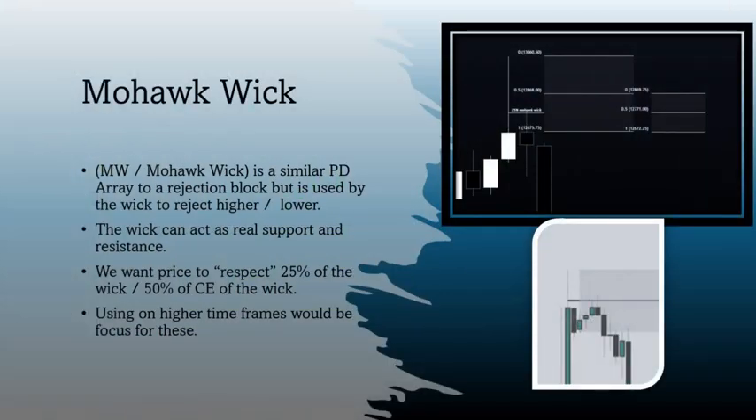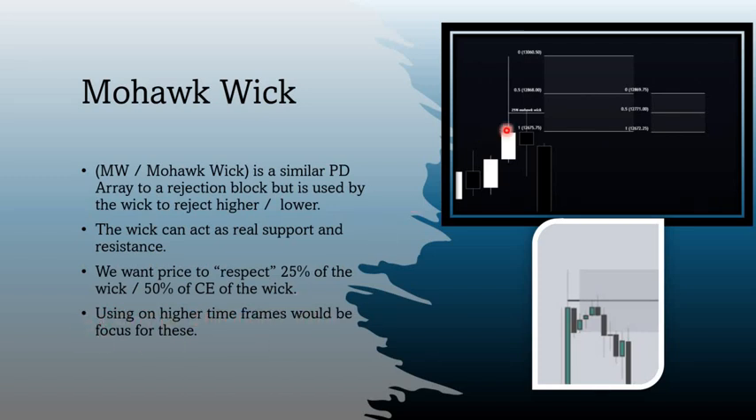Now, a Mohawk wick, this is similar to a PDRA known as a rejection block, but it is used by the wick to reject higher and or lower. The wick can act as real support and resistance, and we want price to respect 25% of the wick or 50% consequent encroachment of the wick. Using this on higher time frames would be the focus for these.